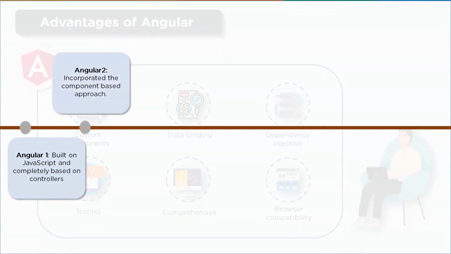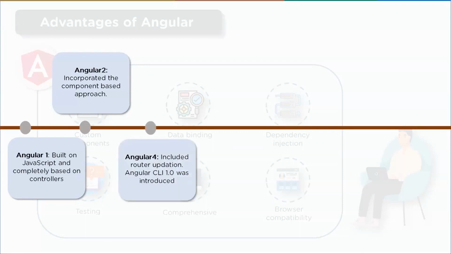First up was Angular 1. It was built on JavaScript and completely based on controllers. Next release was Angular 2. Now, this incorporated the component-based approach, wherein the entire UI was divided into several components and lastly integrated to give the final logic. Next was Angular 4.